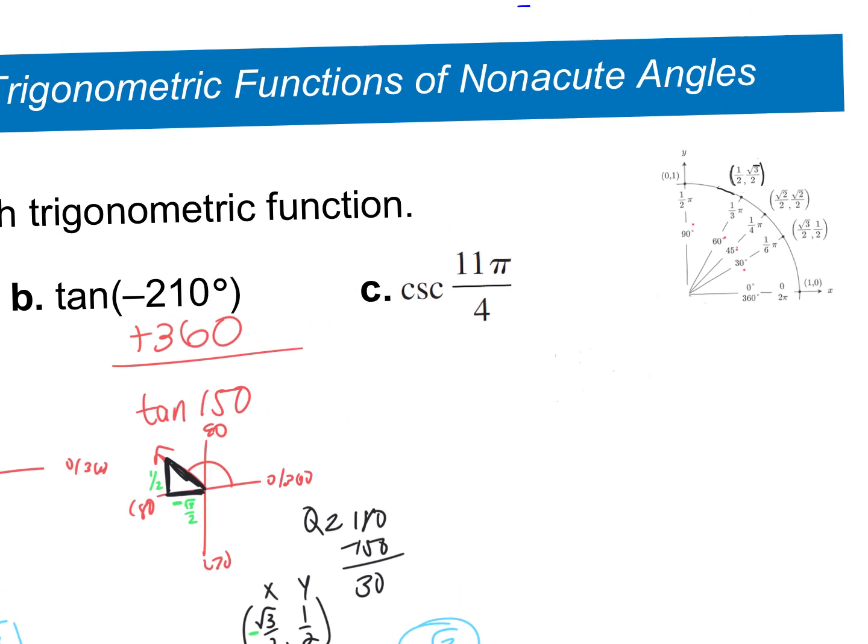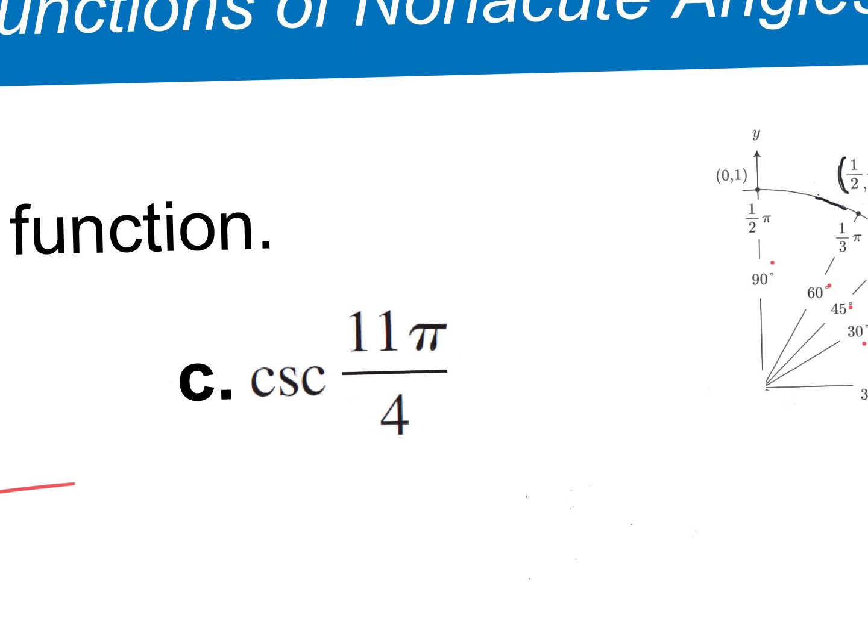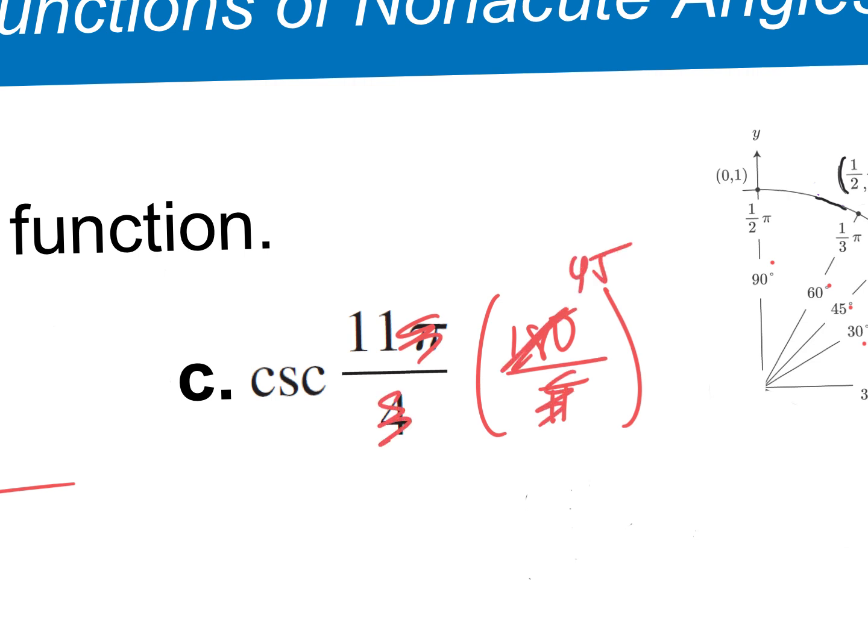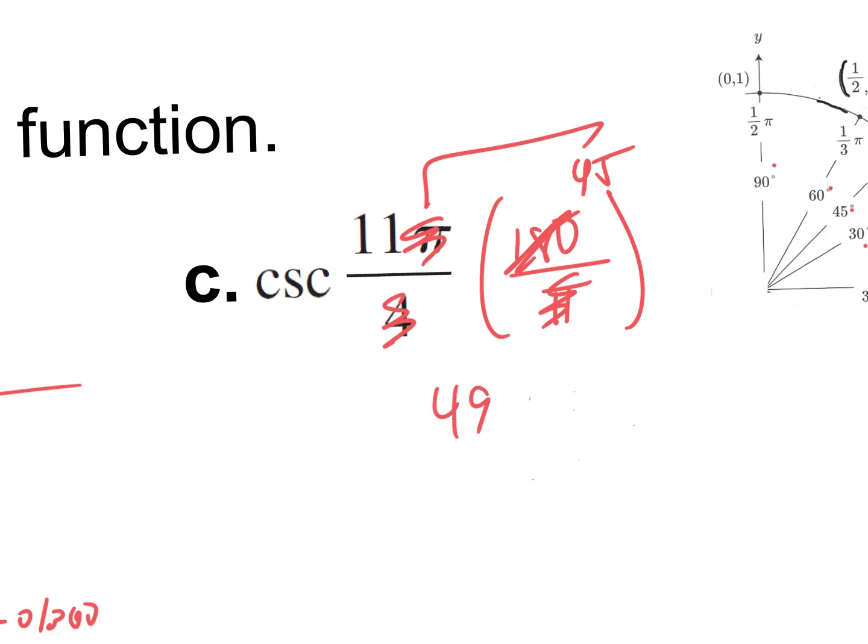All right, our last example is 11 pi over 4. So we're not exactly sure where that is, so let's go ahead and convert. So my pi's will cancel. 4 goes into 180 45 times, and then I'm going to multiply 45 times 11, and I get 495. So we're finding the cosecant of 495.